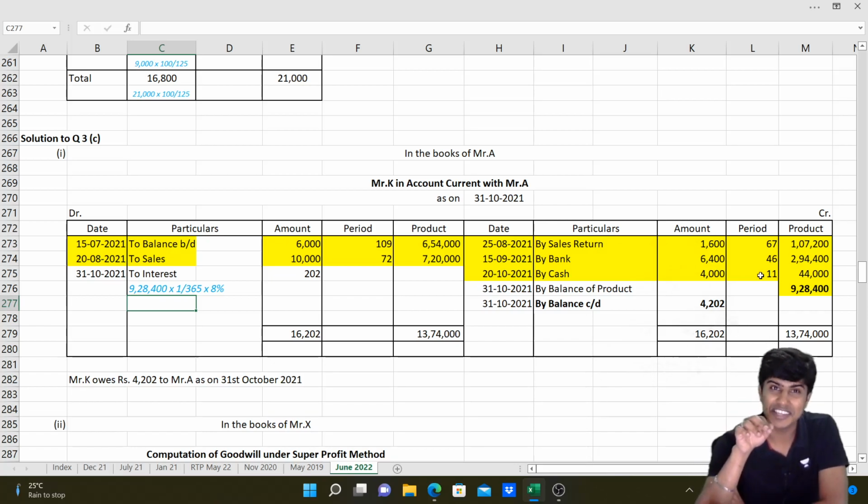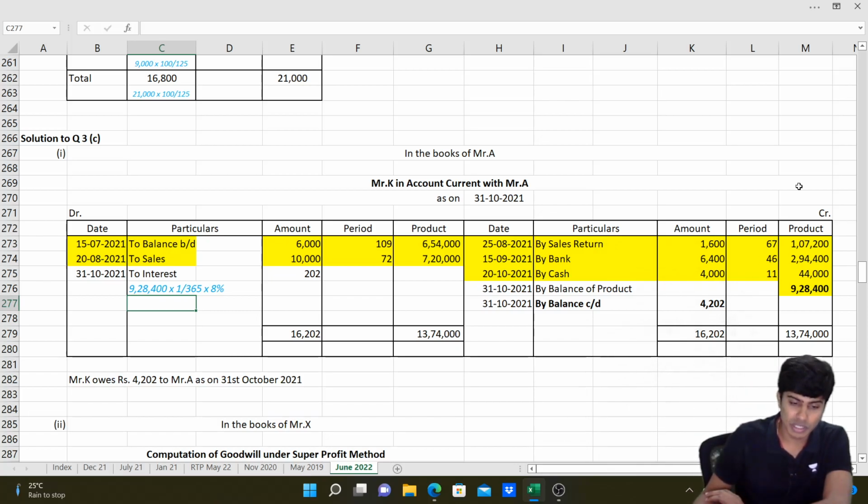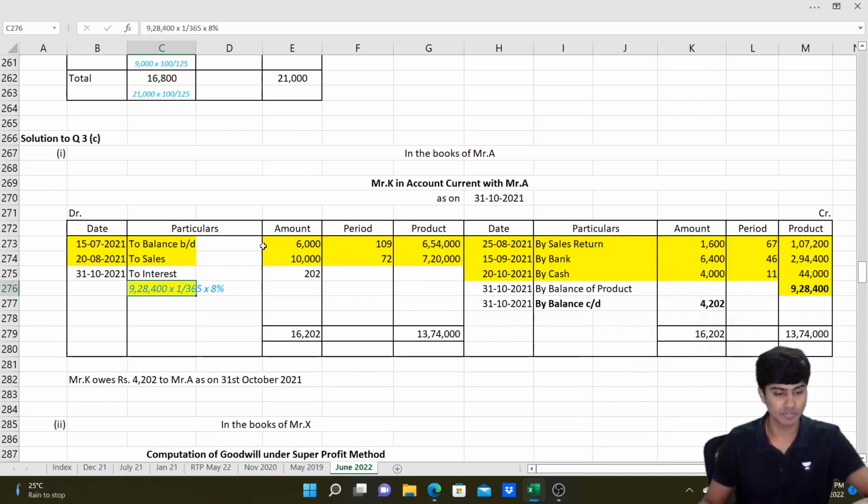It is 109 days. So 109 days, if you have to write in terms of years, we need to write 109 by 365. 72 days in terms of years is 72 by 365. So instead of doing 109 divided by 365, 72 divided by 365, 67 divided by 365 separately, we'll find the total product and once for all we'll divide by 365. That's what we did. And the interest comes to 202.